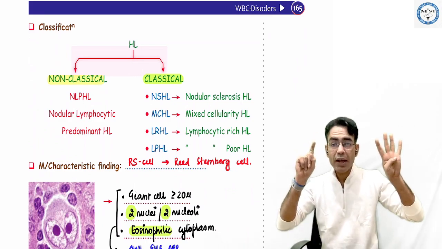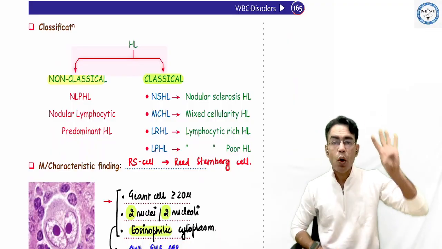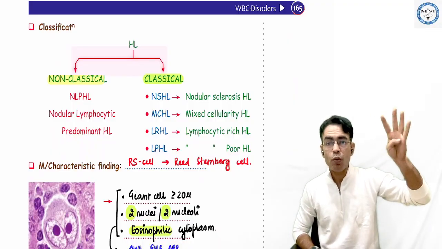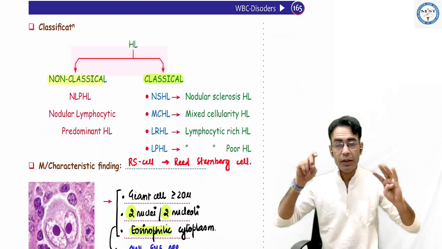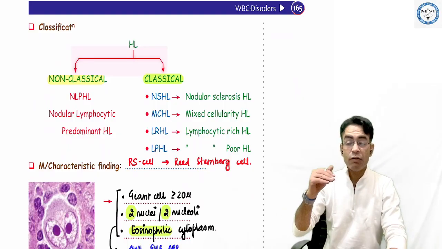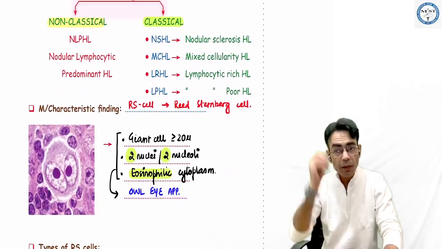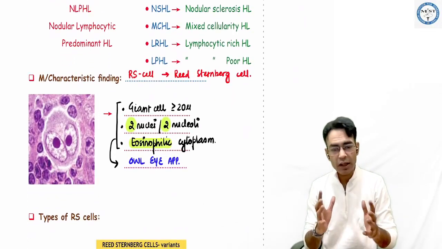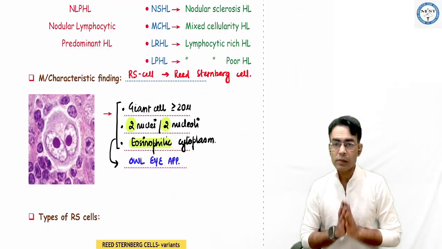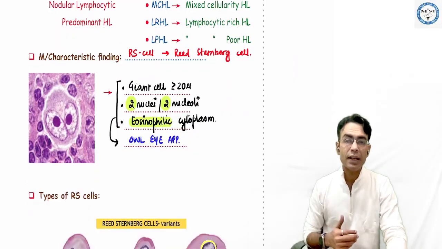ये non-classical में क्या है छोटू? Predominant. और classical के 4 type, स्क्लेरोसिस, मिक्स्ड, रिच, पुअर. याद किया था ना अपन ने? प्रीडोमिनेंट, स्क्लेरोसिस, मिक्स्ड, रिच, पुअर. Hodgkin's lymphoma में characteristic finding which should be always seen is RS cell, giant cell, pink color, two nucleus, two nucleoli. ठीक है. अब RS cell भी 5 तरीके के हैं.